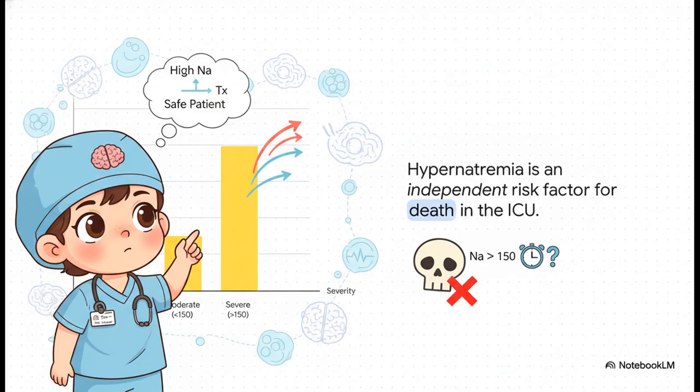And the stakes here are incredibly high. This isn't just some number you correct. Hypernatremia is an independent predictor of death. Look at this. When that sodium gets above 150, the mortality rate can jump to almost 50%. That is a number that demands your full attention.